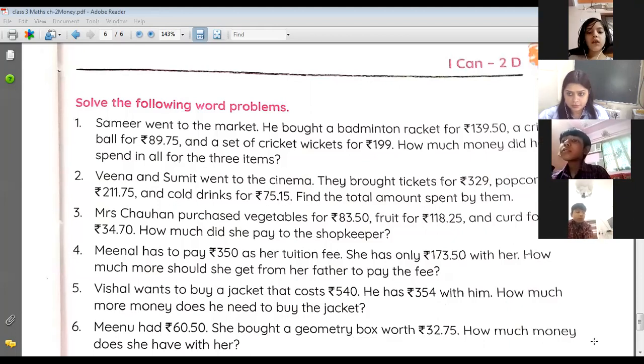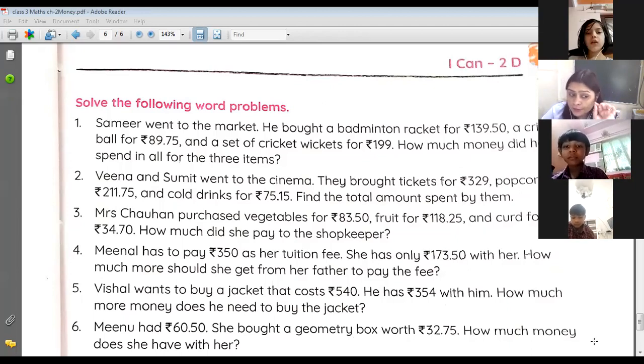Ma'am, Samir went to the market because he needed to buy a badminton racket. Exactly. Rupees 139 and 50 paise. Yes. A cricket ball for rupees 89 and 75 paise, and a set of cricket wickets for rupees 199. Very good. So it means Samir went to the market to purchase three different items. The first one is badminton racket, the second one is cricket ball, and the third one is cricket wickets.